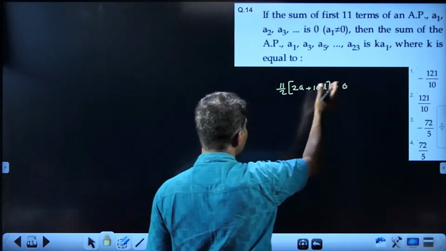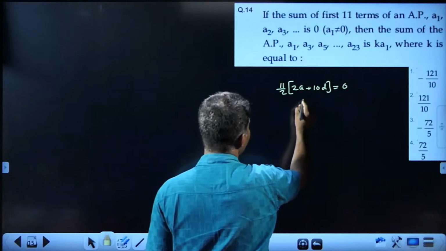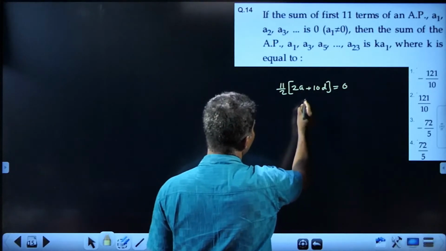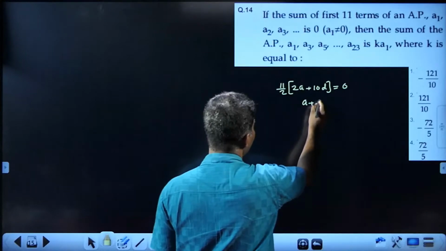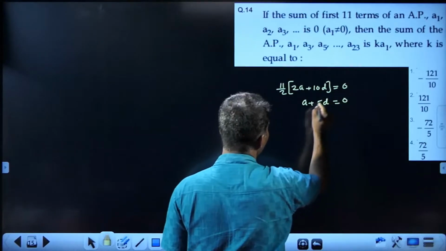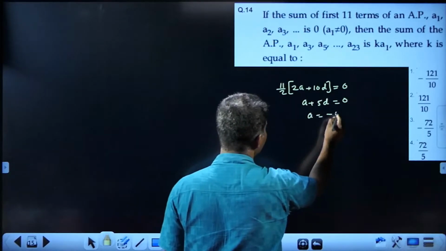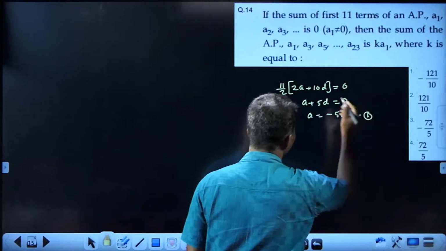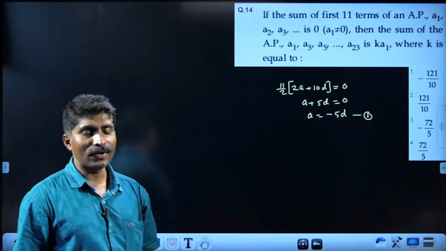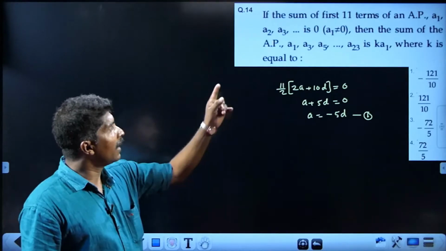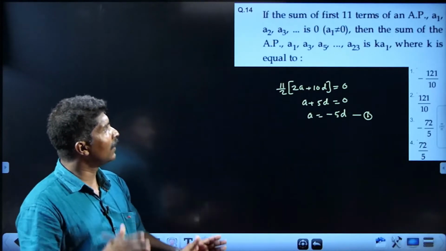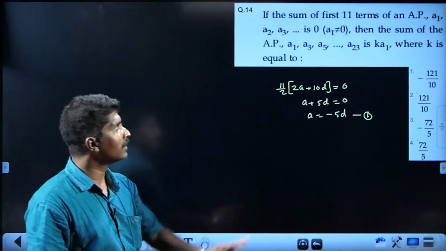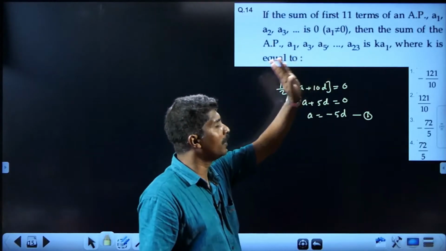11 by 2 cannot be 0. So the remaining factor is equal to 0. Cancelling, you will be getting a plus 5d is equal to 0, or a is equal to negative 5d. Let this be case number 1. Okay. From the first result you are getting like this. And the second one is, it is alternate terms only, up to a23 is there.